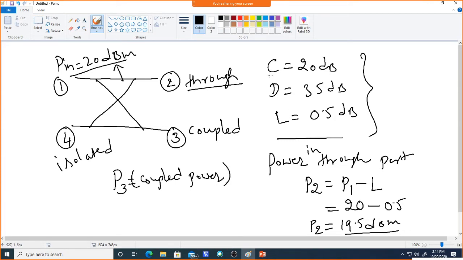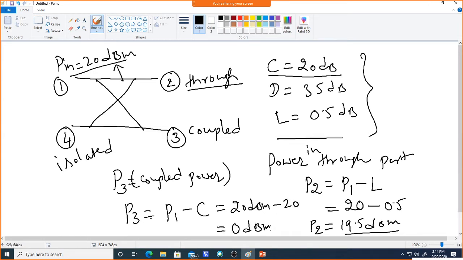Okay, so we know the coupling factor is 20 dB. If you want the power at P3, what is the input power minus the coupling factor? P1 is 20 dBm, minus the coupling factor, which is 20 dB. So the output power is 0 dBm.